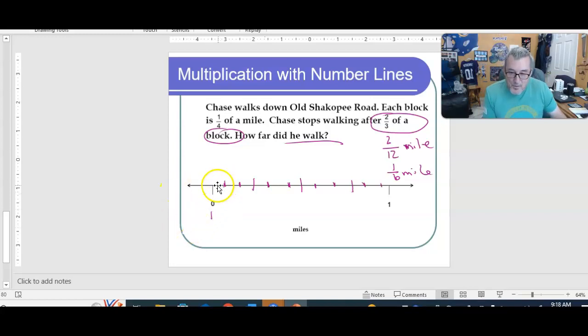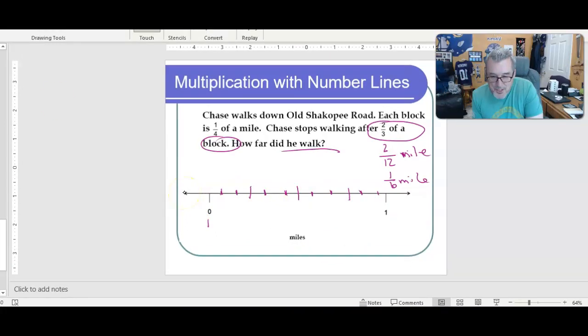The last one was pretty bad. So 1, 2, 3, 4, 5, 6, 7, 8, 9, 10, 11, 12. So each one of those is a 1/12 of a mile. But now, can you imagine? Let me change colors. Remember, Chase walked to here. So now imagine grouping these into groups of 2.